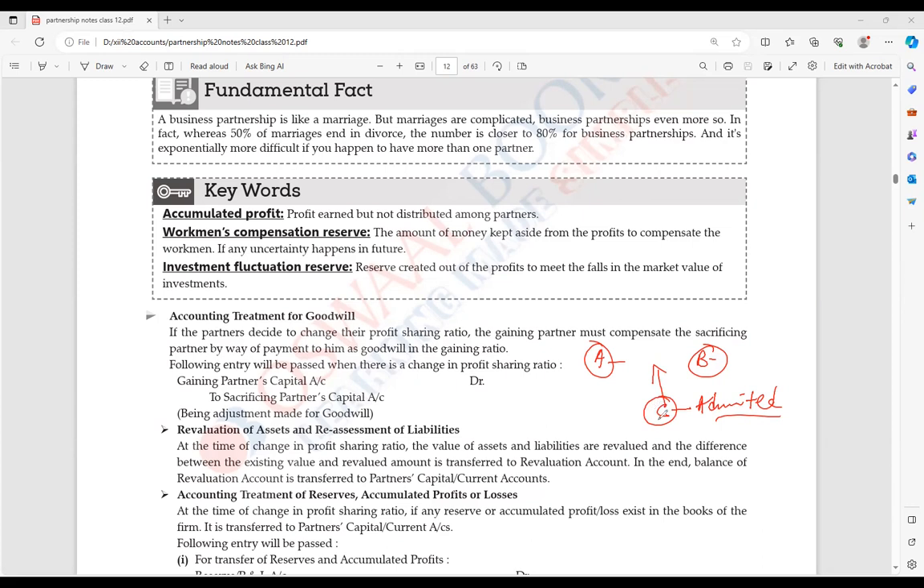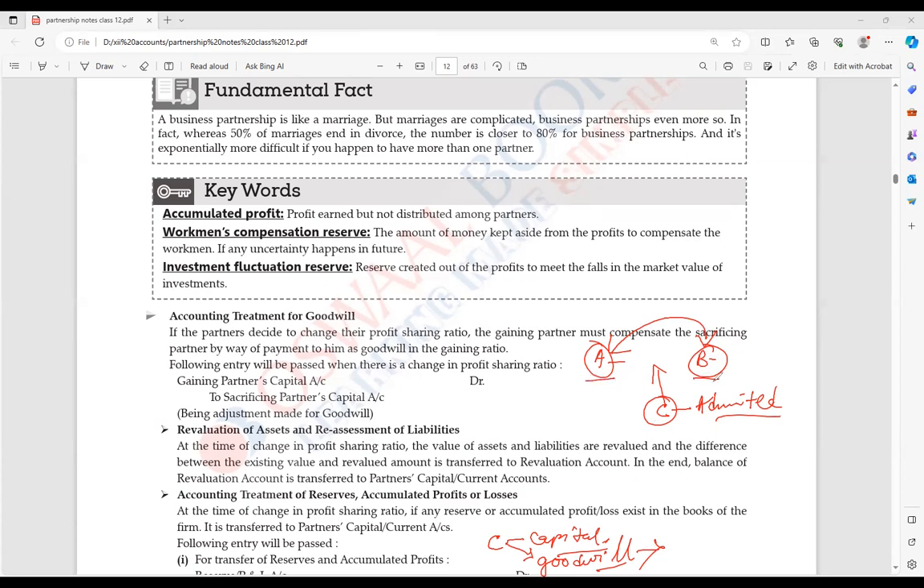Just take a look here. If partner C is coming in, definitely A and B will ask for some money from partner C in the form of capital. Correct or not? And partner C will give some amount for goodwill also. Now why will partner C give this amount also? Let's see.